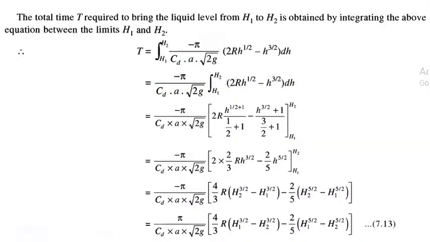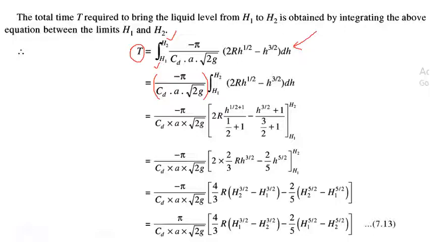So integrating like in the last derivation, if we integrate the left hand side we get capital T. So time for emptying we got it. On the right hand side we have the equation with limits h1 to h2. So we bring all the constants outside the integral sign and inside we have 2R h raised to 1 by 2 minus h raised to 3 by 2.